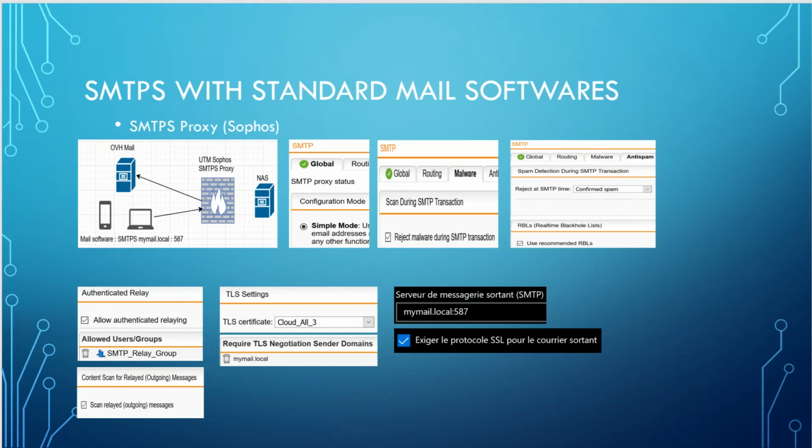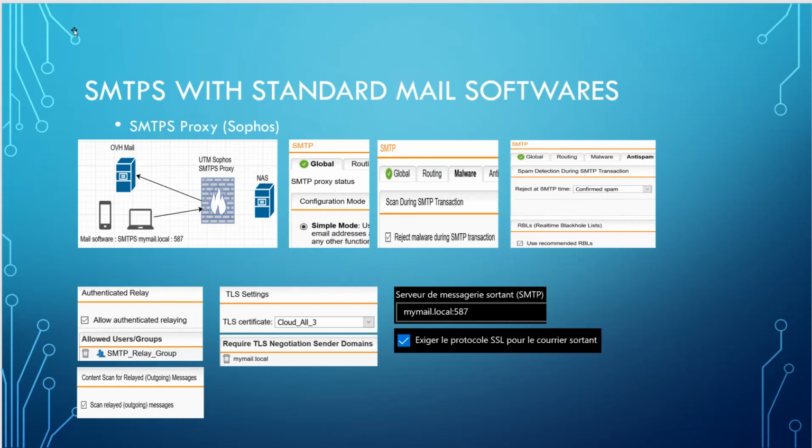Now, SMTPS with standard mail software, as I said before, with the integrated mail features. The scenario is I'm going to have an SMTPS connection going to my Sophos box, and the email will then be relayed to the OVH email provider. As you can see, there is nothing that has to be done with the NAS. So I'm just activating the SMTP proxy. I'm going to reject malware during the SMTP transaction, but as I am the only one making those SMTP transactions, it's just going to make sure that I'm not sending viruses to someone.